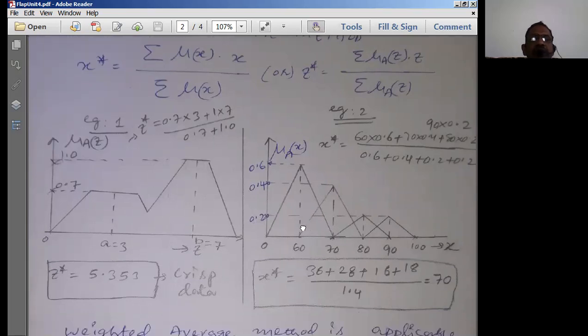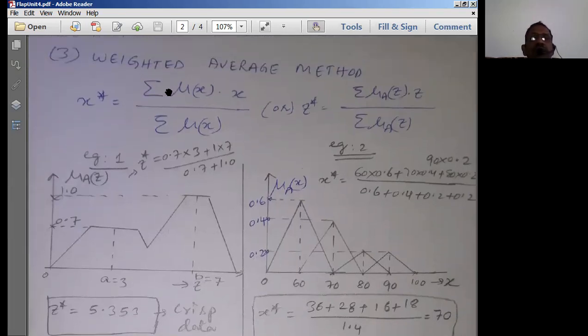What is the meaning of the weighted average method? What are the weights of these particular fuzzy set values? See, these are the weights, 0.7, 0.1, all these are the weights. Weight is nothing but the strength of the membership functions. So the maximum strength here, I got 0.7 in this graph. And for the next portion of the graph, the maximum is going to be 1. So these two are nothing but the weights of the membership function given to us.